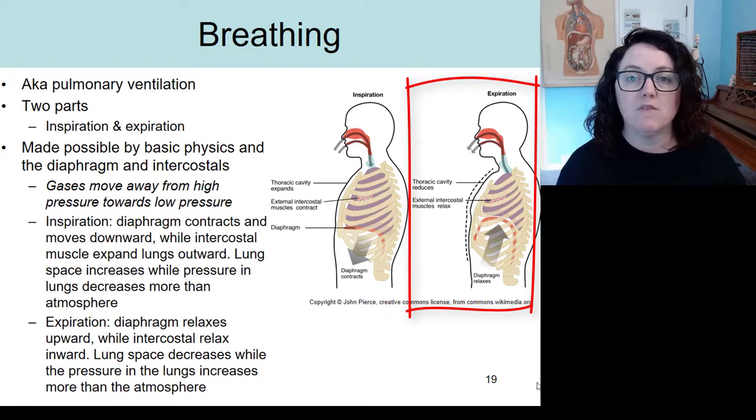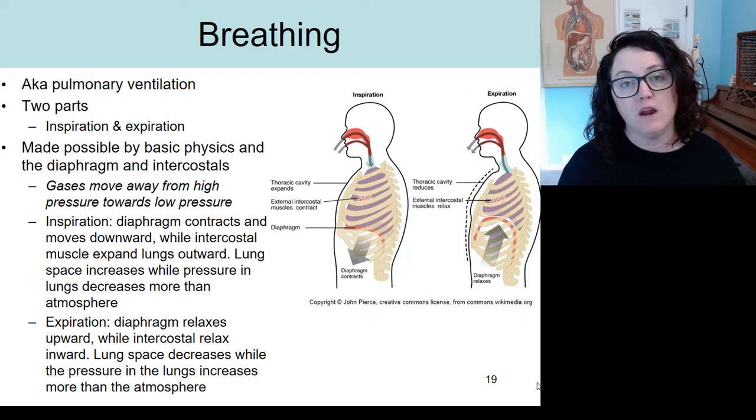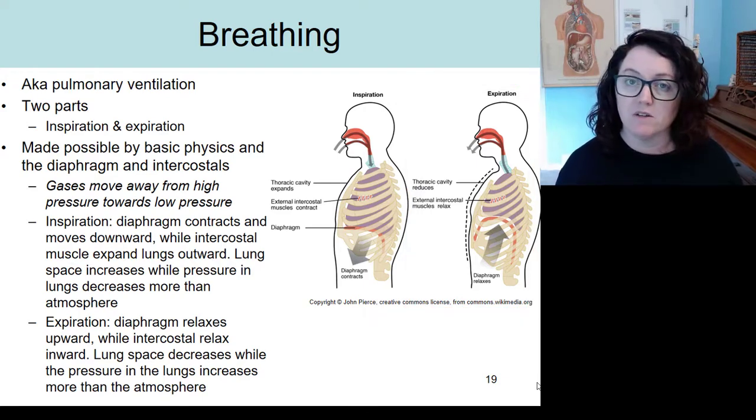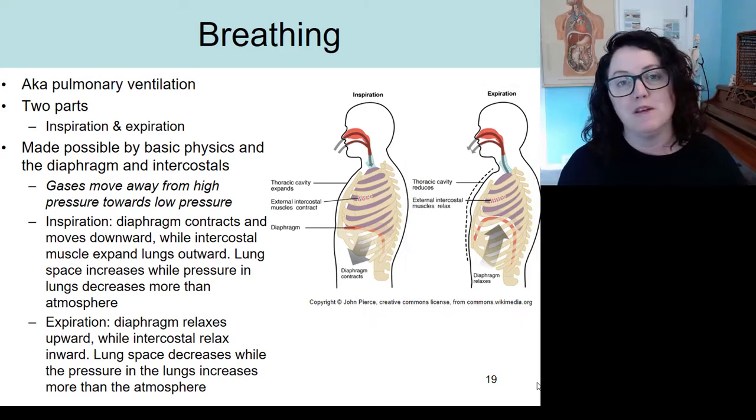When the space inside of the lungs decreases, the pressure inside of the lungs increases above atmosphere, which causes the gas to move from the area of high pressure inside of the lungs to the area of low pressure in the atmosphere.